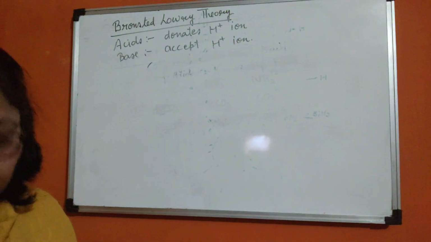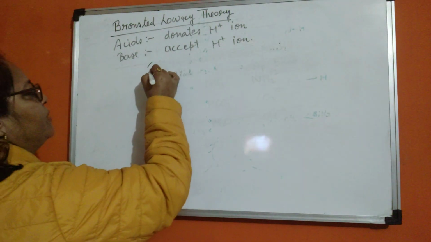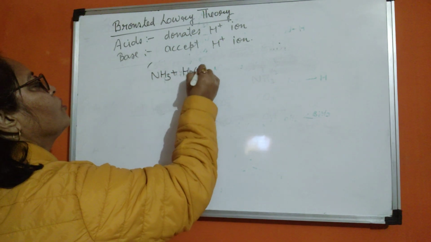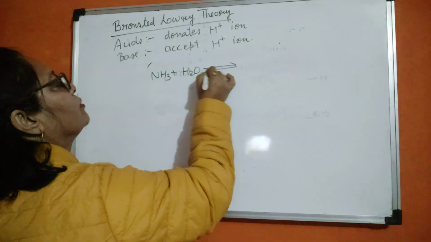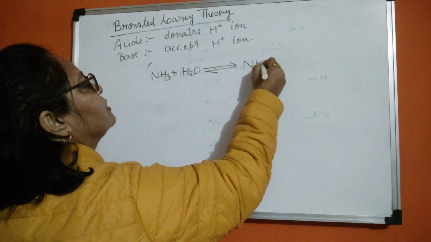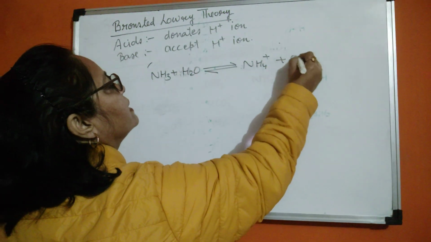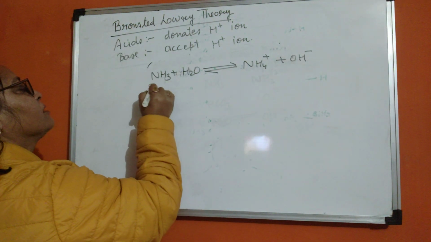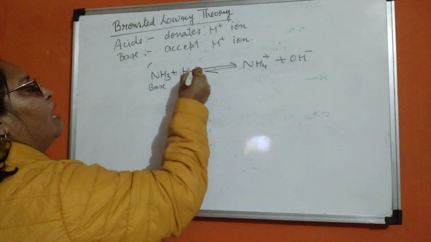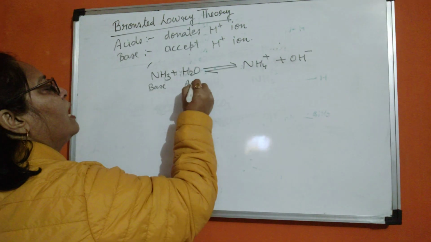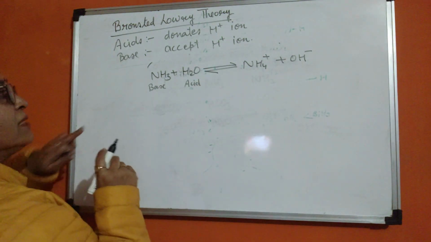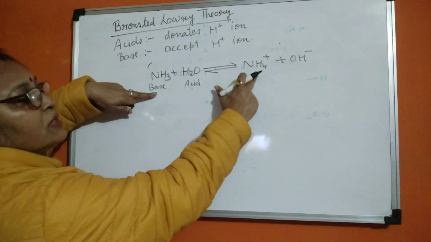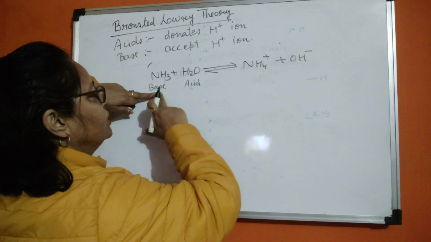Like our example is NH3 plus H2O gives NH4 positive plus OH negative. Now in this reaction, this NH3 is a base, right? And water acts as acid. Now why it acts as a base? Because it easily accepts one H plus and converted into NH4 positive. So it is a base.